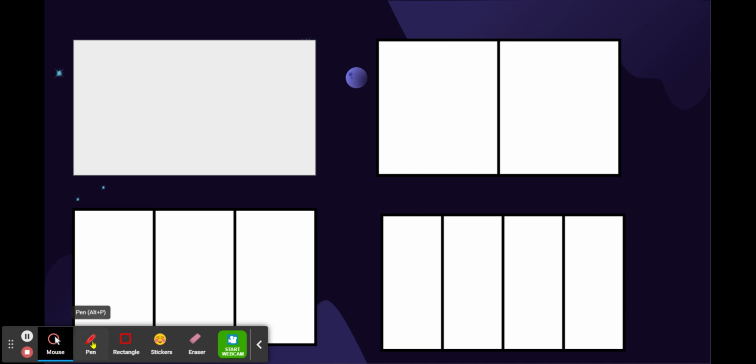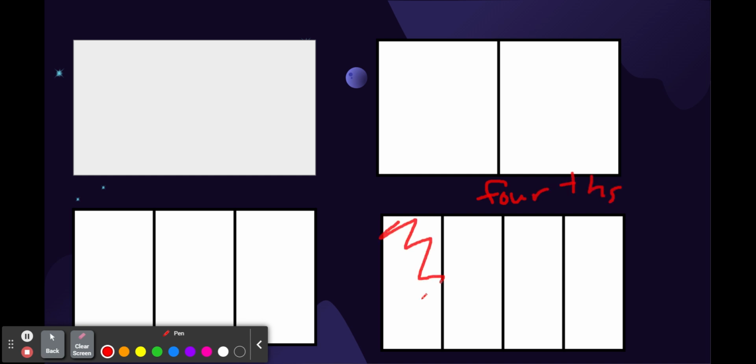Now, what about if I separate into four pieces? Now I have fourths. And I can go ahead and shade in this portion, right? And now I have 1/4.